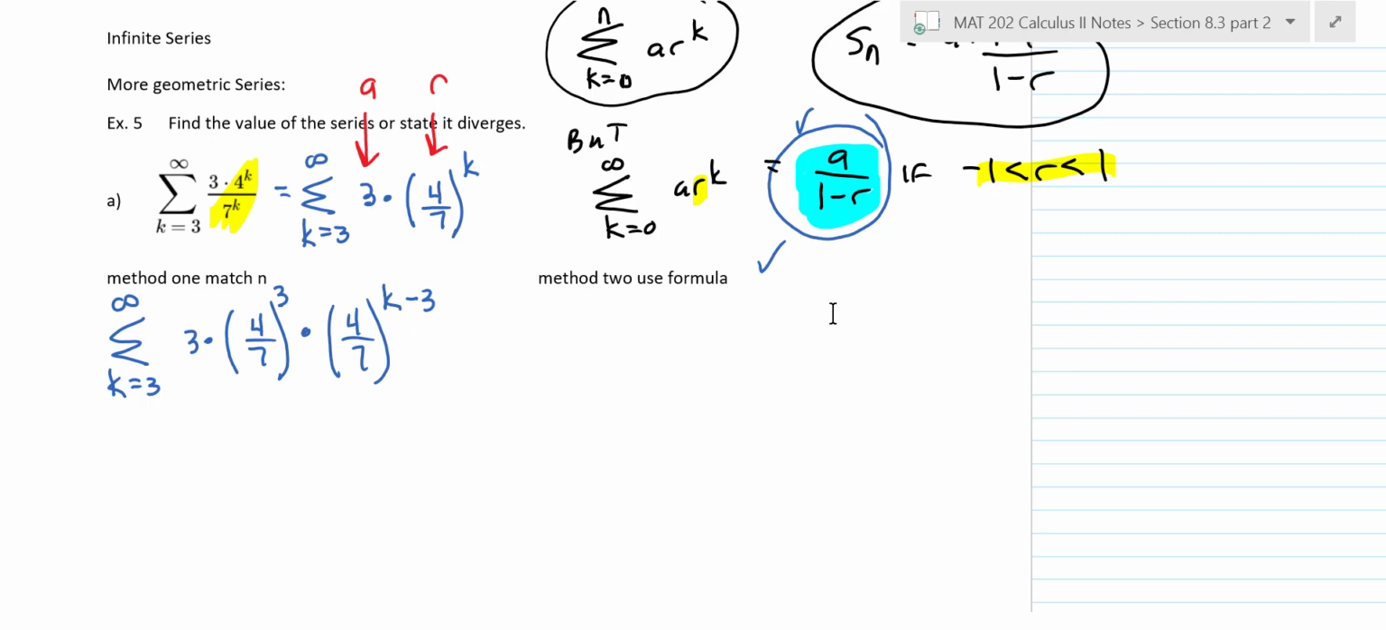If you added those exponents, what would you get? You get k. The reason I started that with a 3 is because the series started at 3. If that was a 4, I'd do a 4 and a k - 4 like that. So this is one method. If you want to do this method, you can do it this way.